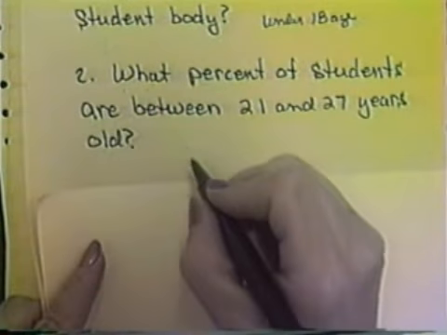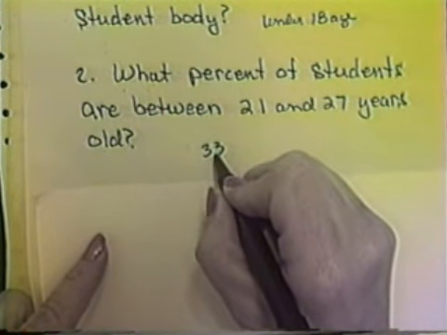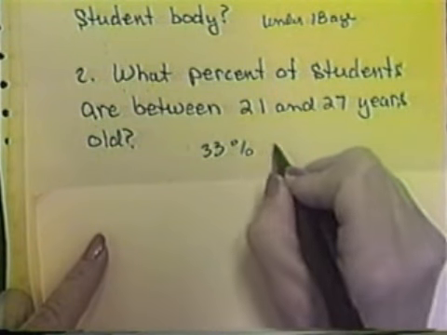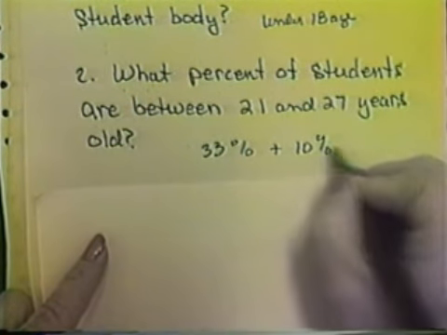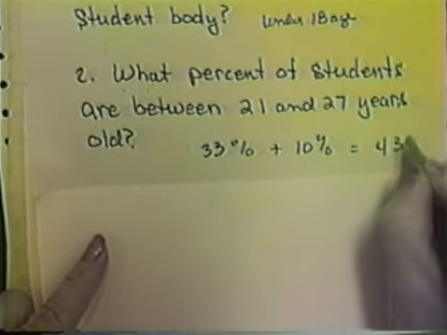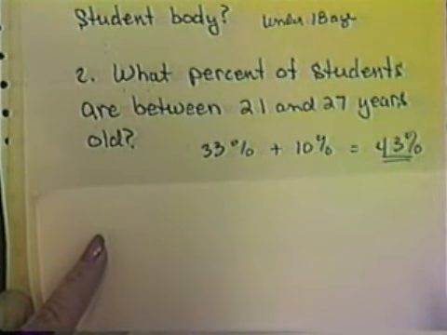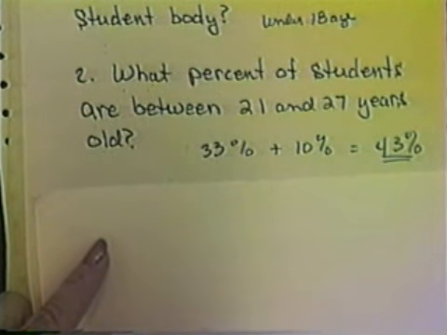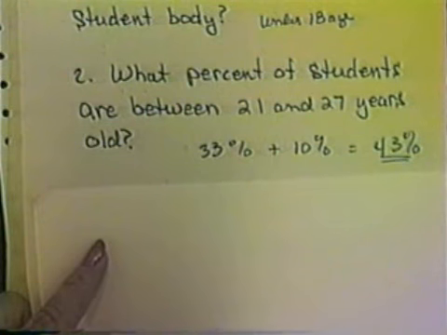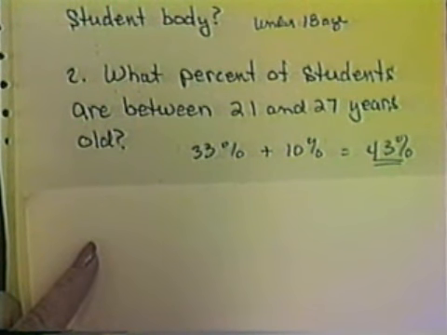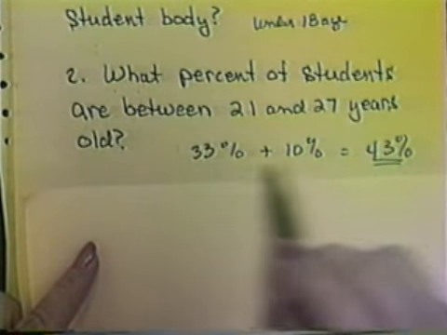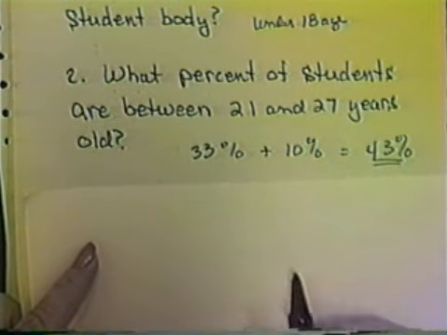So we're going to get 33% plus 10%, which gives us a total of 43% as our answer. What percent of students are between 21 and 27? There were two different age groups mentioned that was divided up, and it turns out to be 43%.